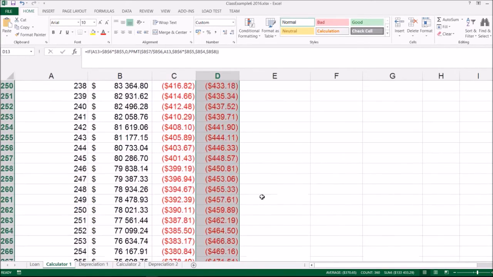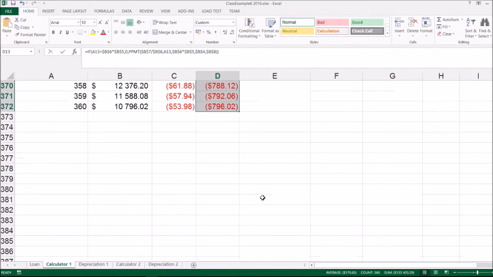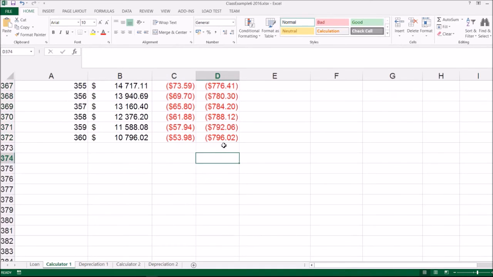And you will find that there are no 0 values in this sheet because we have exactly 360.